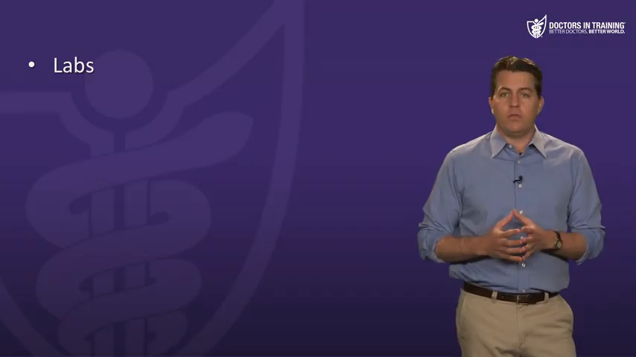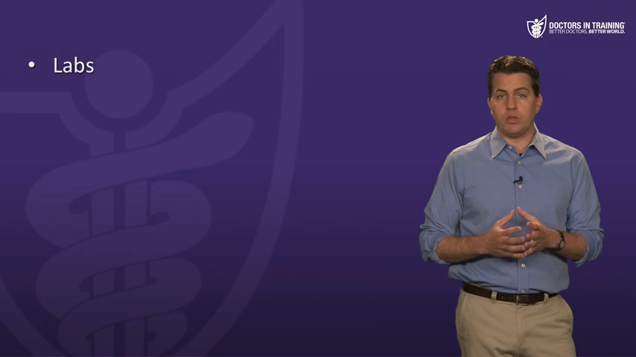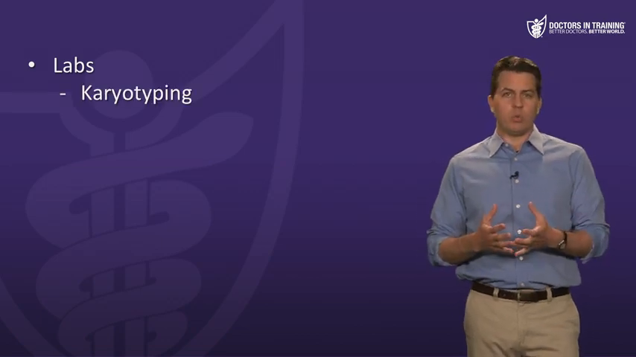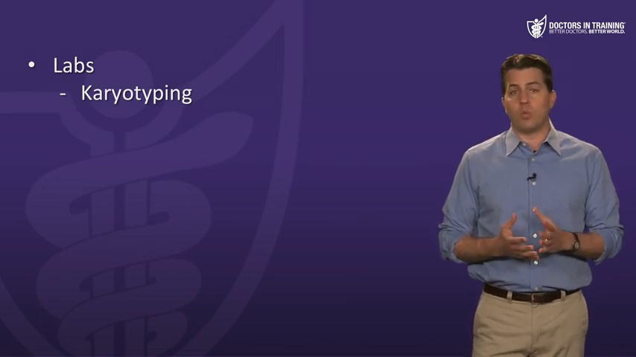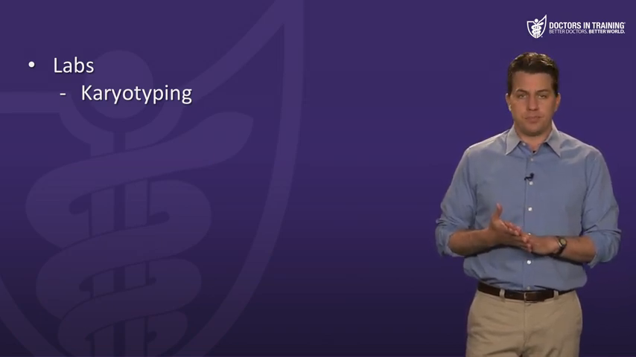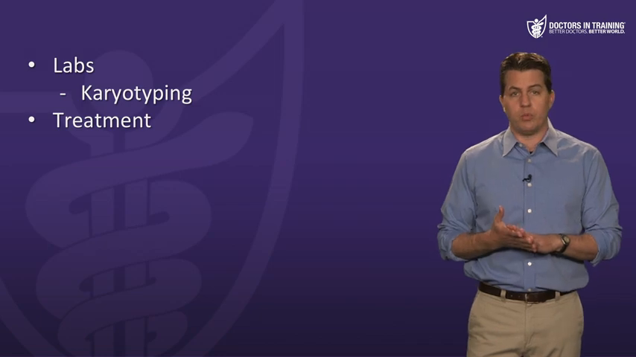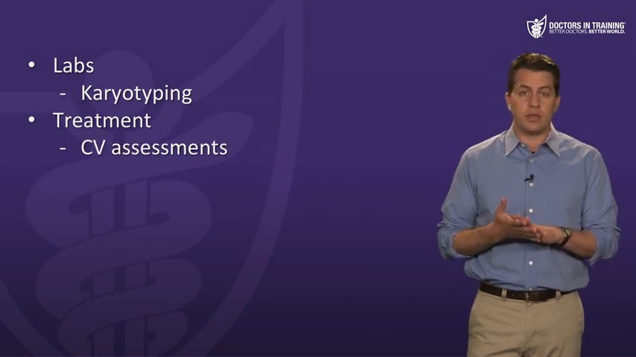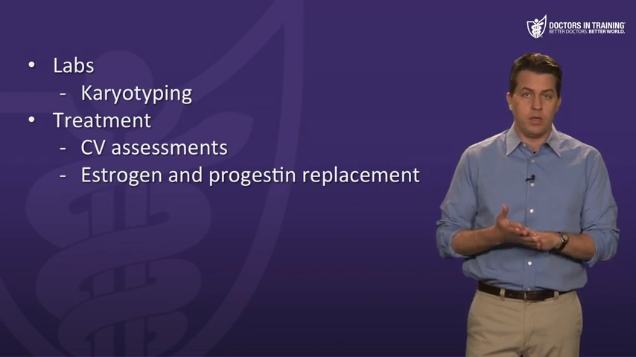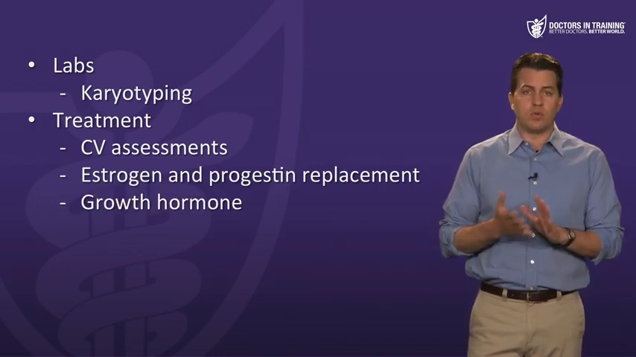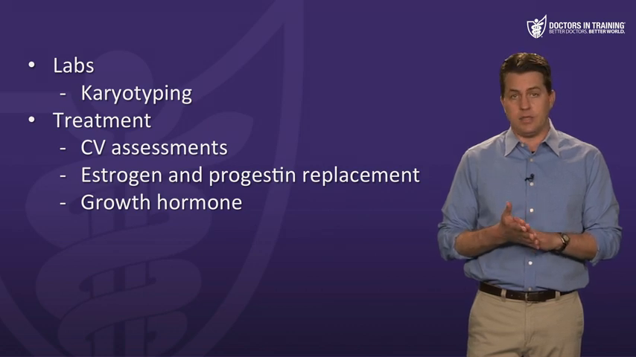So be on the lookout for that type of question as well. The lab work for all of these sex chromosome disorders includes karyotyping, which will reveal an abnormal number of sex chromosomes. This is also important when working up primary amenorrhea. The treatment for Turner syndrome requires regular cardiovascular assessments and estrogen and progestin replacement. We also often give growth hormone to augment height in these patients.